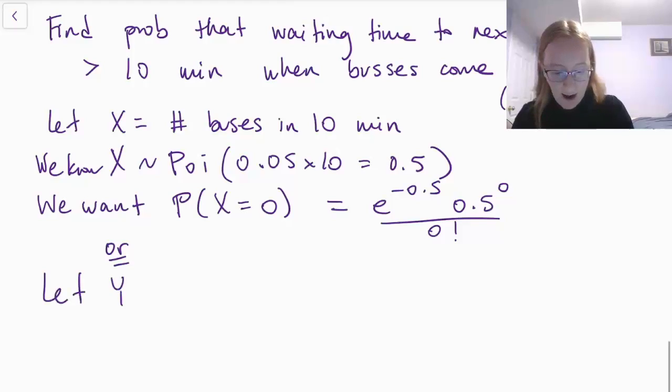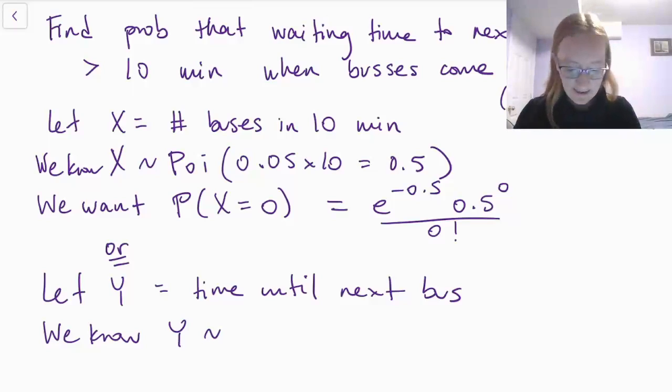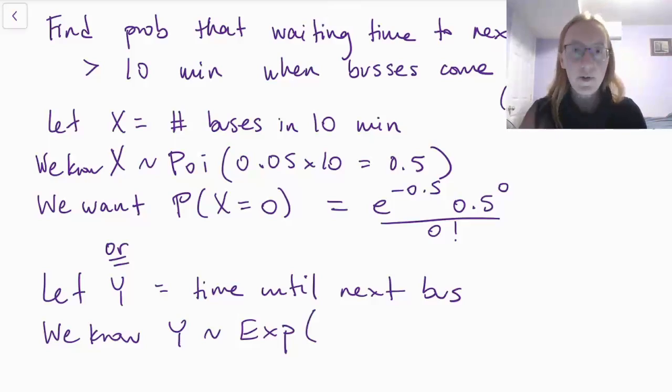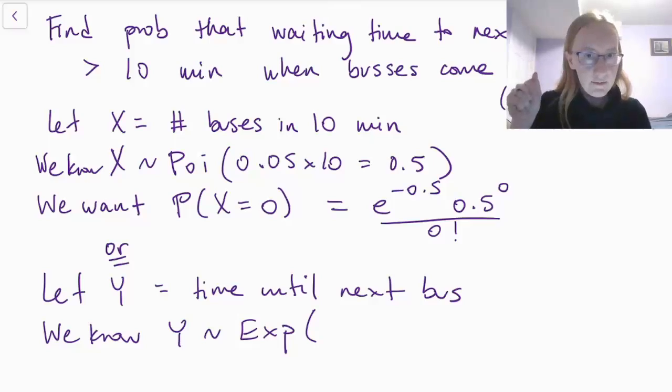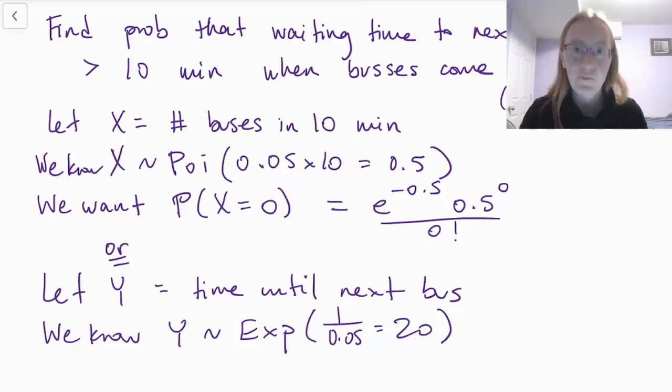Or a totally different way of doing it, we could let, say, y equal the time until the next bus. And we know that y is going to be exponential because this is a Poisson process, and the time until the next bus is exponential. With parameter theta is 1 over lambda, right? So our theta is 1 over 0.05 or 20, right? Because theta equals 1 over lambda, and lambda here is 0.05.